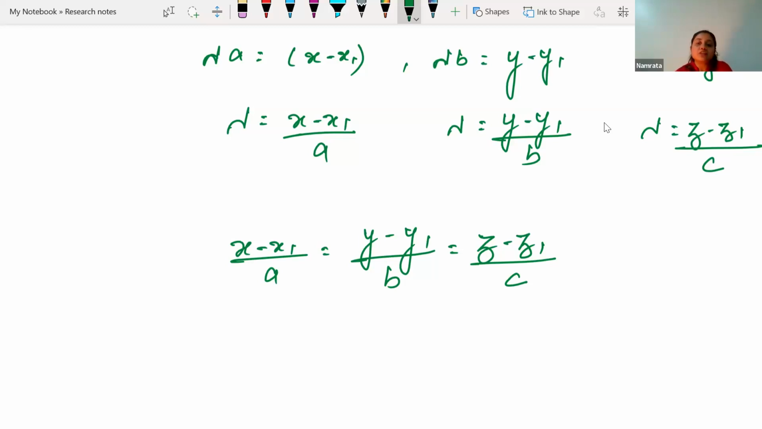This line is passing through a point A. That A point coordinate was x1, y1, z1, and it was parallel to another line whose direction ratios are a, b, and c. So in Cartesian form, if we have to find the equation of a line passing through a point parallel to a given line, this format we will be using. Now let's solve a few questions related to it.